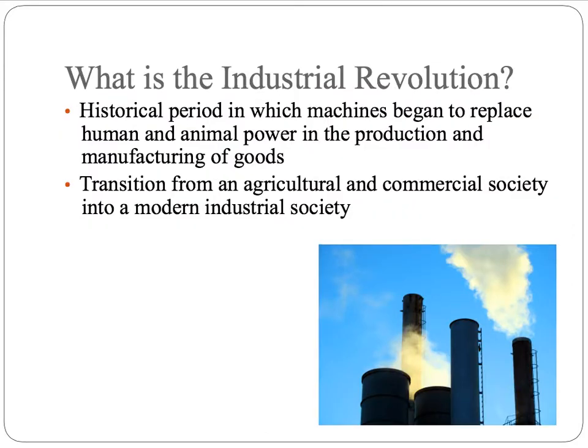So first of all, what is the Industrial Revolution? Basically, a nice definition for you is the historical period in which machines began to replace human and animal power in the production and manufacturing of goods, meaning that now, for the first time, instead of a person or an animal being needed for the creation of a product, machines are going to be able to do it, hence the idea of industry, and of course change being the revolution.